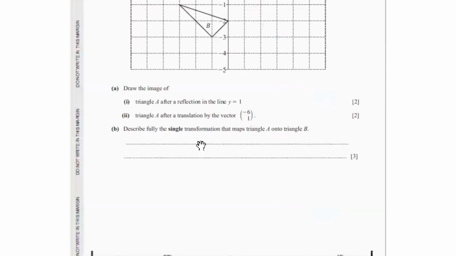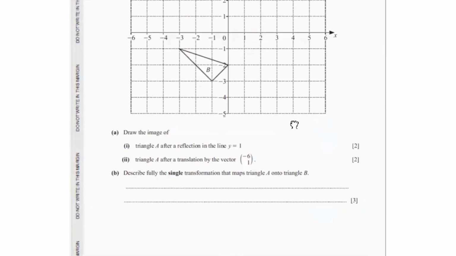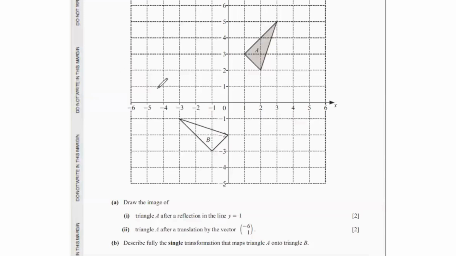Then it says, describe fully the single transformation that maps triangle A onto triangle B. So let's first begin with highlighting corresponding points on both the shapes. If we notice, if we rotate this shape 90 degrees anti-clockwise, it's going to be in this direction. So then it's going to look like this, which is exactly what we have for this. So we have identified what the rotation is.